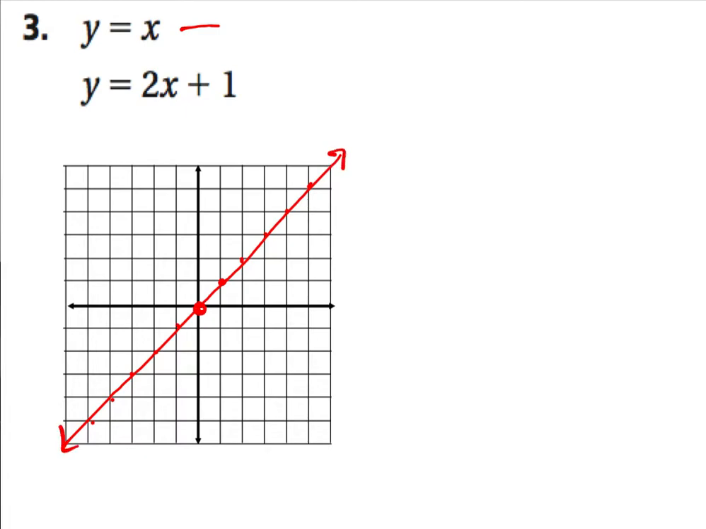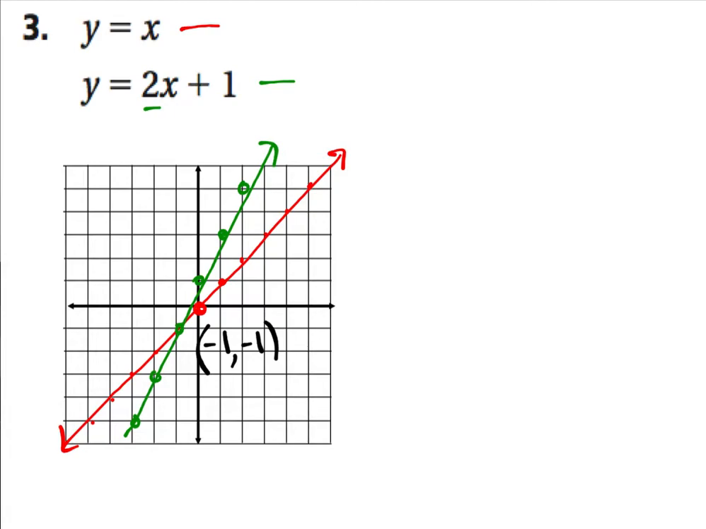The other one is y equals 2x plus 1. The y-intercept is plus 1. The slope is 2 over 1, up 2 over 1, and down 2, back 1. And it looks like it crosses very nicely right here at negative 1, negative 1.